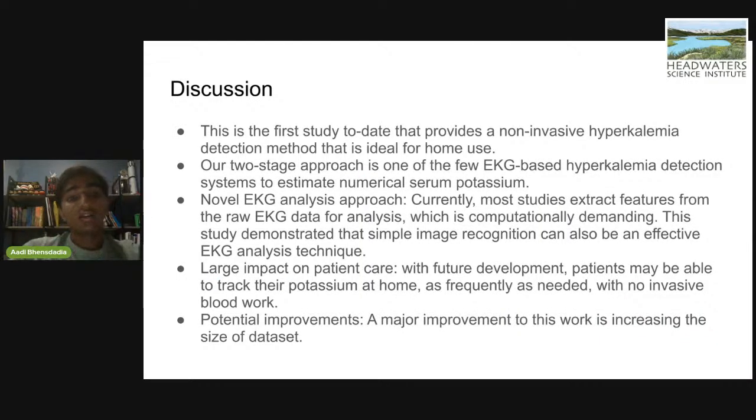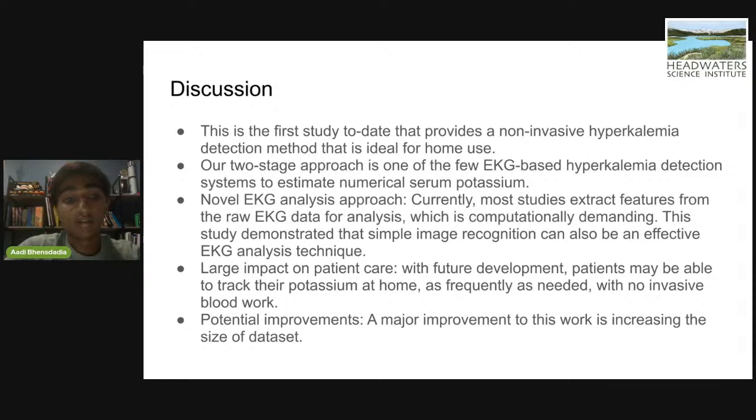So, the discussion. What are the big takeaways from this project, both in the field and outside of it? This is the first study to date that provides non-invasive hyperkalemia detection that is ideal for home use. It uses a one-lead EKG and it's computationally lightweight. It can be used at home by patients. It can be used in low-resource hospital departments. Our two-stage approach is also one of the few EKG-based hyperkalemia detection systems to estimate numerical serum potassium. That's important, obviously, for clinical applications because you want to have that numerical potassium estimate.